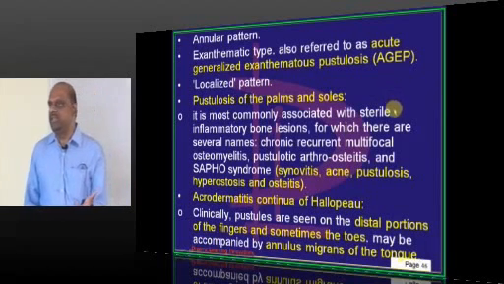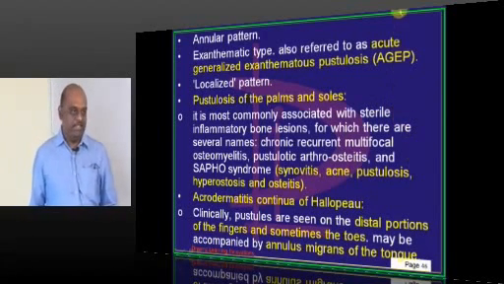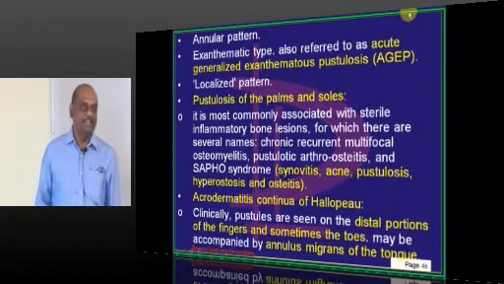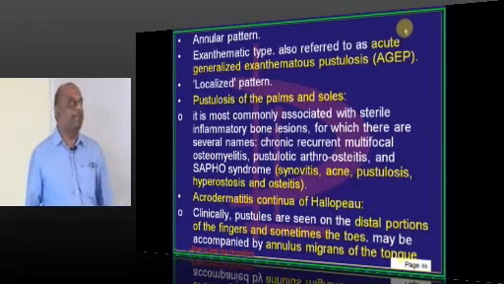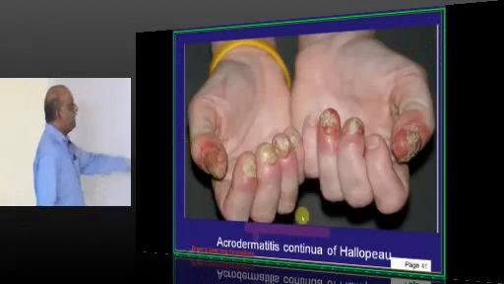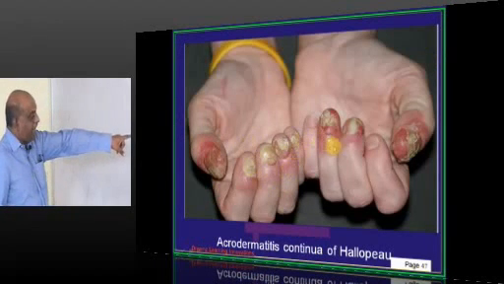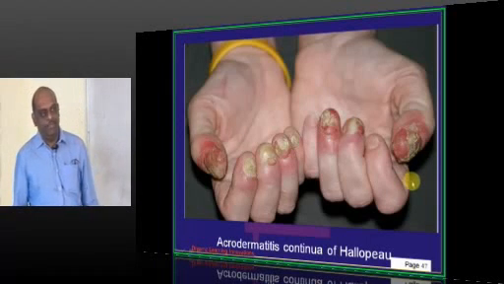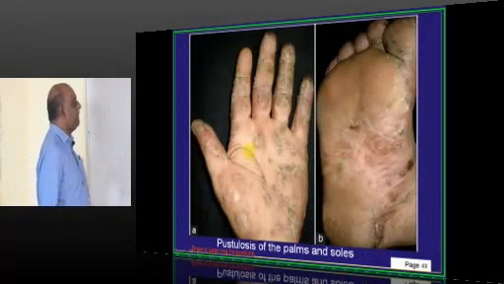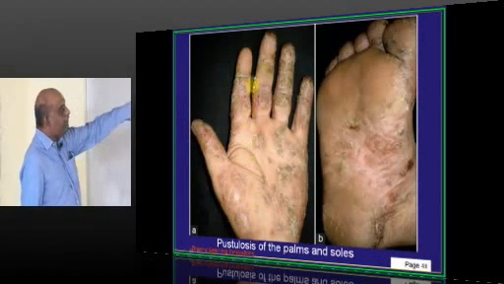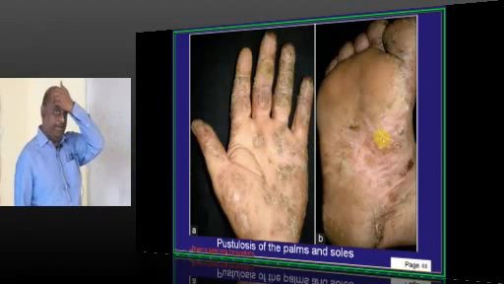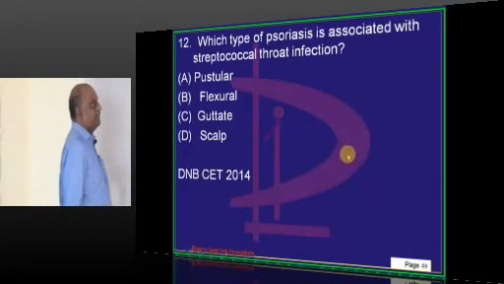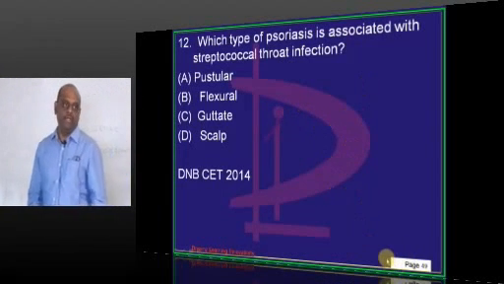If the examiner loses himself in the forest of dermatology, he may pick up the wrong herbs for you to taste. So then you may end up with such a question. So this is a classical example of acrodermatitis continua of Hallopeau. Distal ends of the fingers will show pustules is what you need to remember. Then pustulosis of the palms and soles is the second variety of pustular psoriasis, and that is the story of pustular psoriasis.